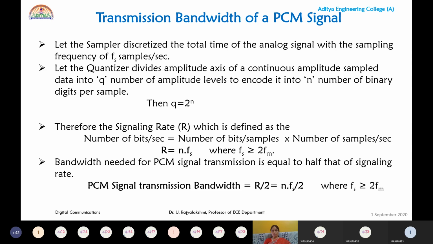Next, any other student please respond. What kind of sections are required in the PCM receiving section? What kind of circuitry is required in the PCM receiver section? Any other student?